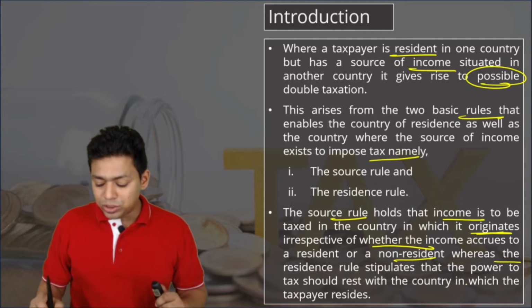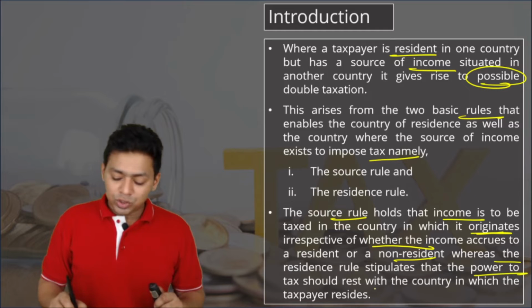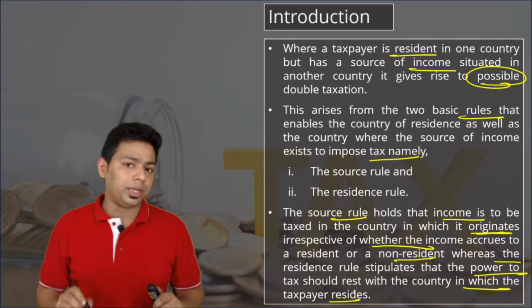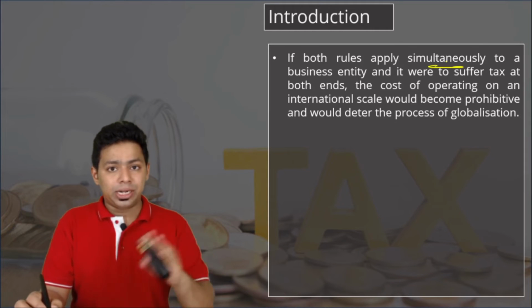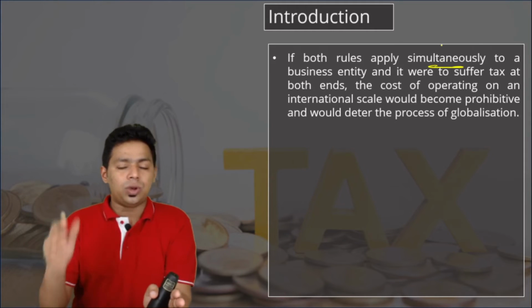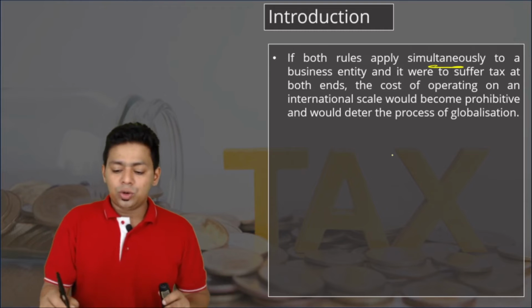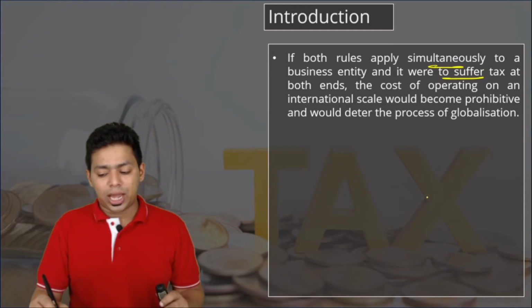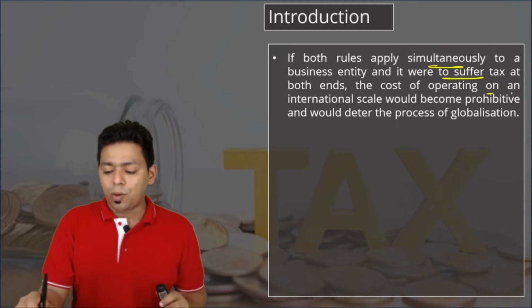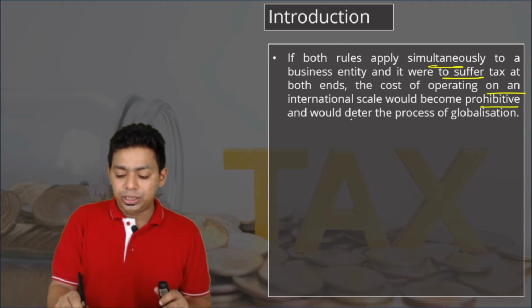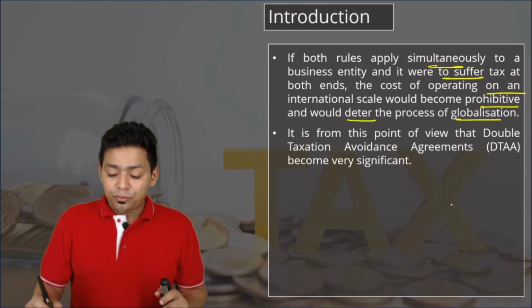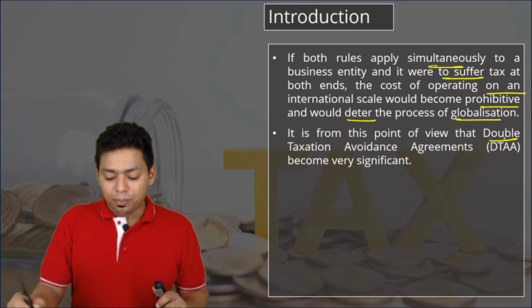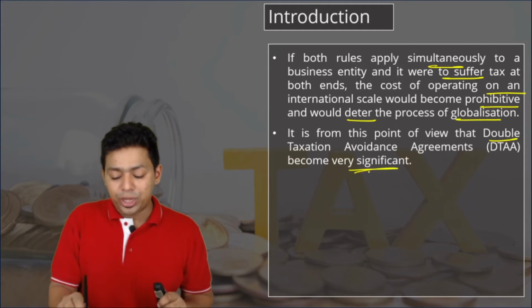Whereas the residence rule stipulates that the power to tax should rest with the country in which the taxpayer resides. If both the rules apply simultaneously, one country applying the residence rule and another country applying the source rule to the business entity, it will suffer tax at both ends. The cost of operating on an international scale would become prohibitive and would deter the process of globalization. It is from this point of view that the double taxation avoidance agreement becomes very significant.